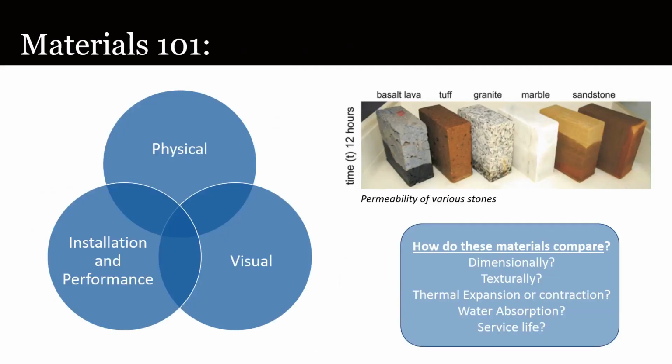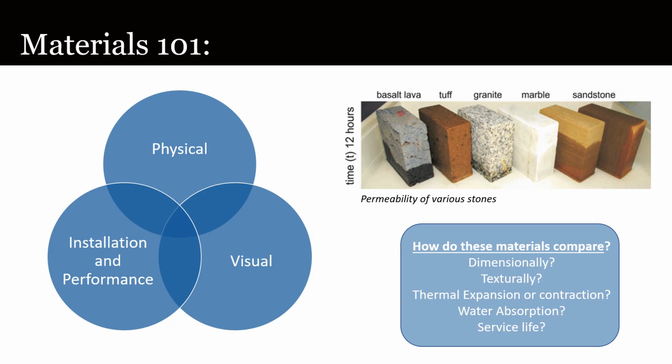You don't need to be a materials scientist to understand the basic properties of materials. Materials have three basic categories that define how they will react in an architectural setting: physical, visual, and installation and performance. Physical characteristics, such as permeability in stone that you see on the right-hand side of the screen, defines how far moisture can be absorbed into a material, but it will also describe if a product will swell in the heat or if it will be prone to biological growth. Visual characteristics shed light on how something will appear to passersby, and the installation and performance guide when something can be used in specific circumstances.